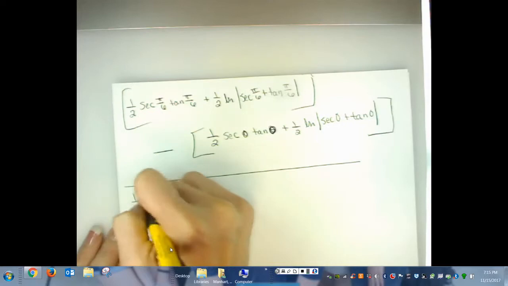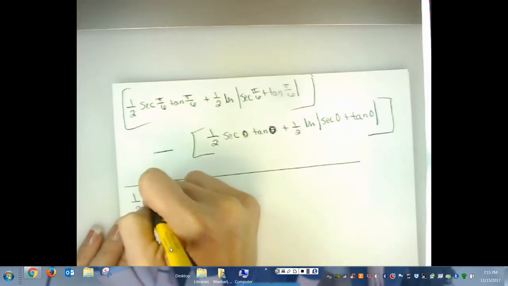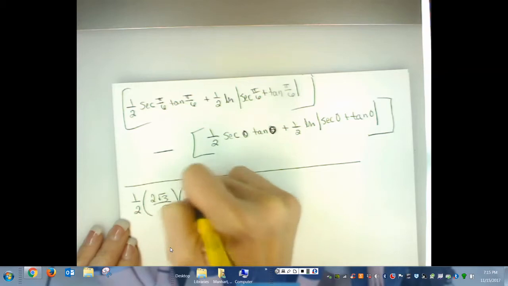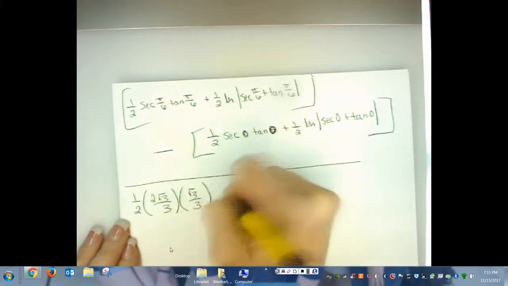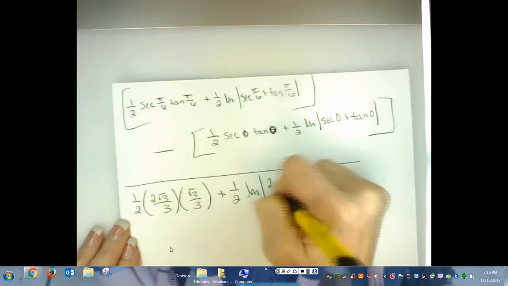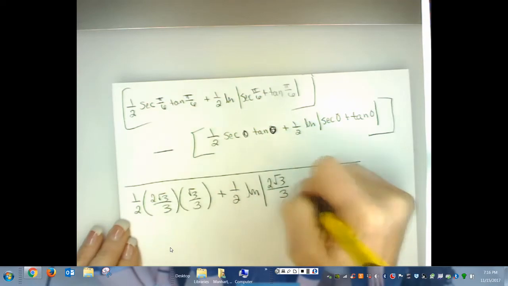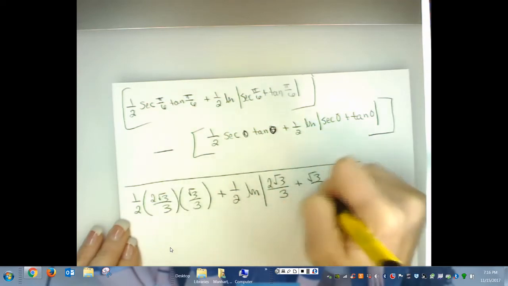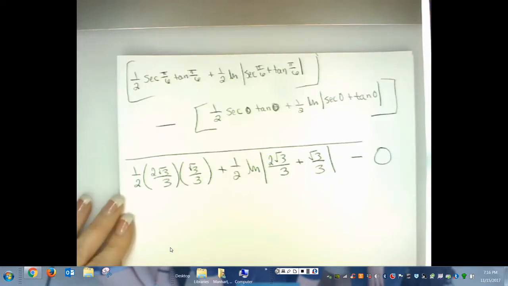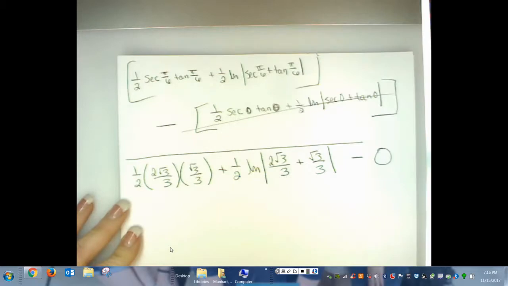So 1/2 secant of pi over 6 is 2 square roots of 3 over 3 times the tangent of pi over 6 plus 1/2 natural log absolute value of secant pi over 6 plus the tangent of pi over 6. And then the rest of that, all of that, I'll just say minus a super big 0. So all of that is 0.